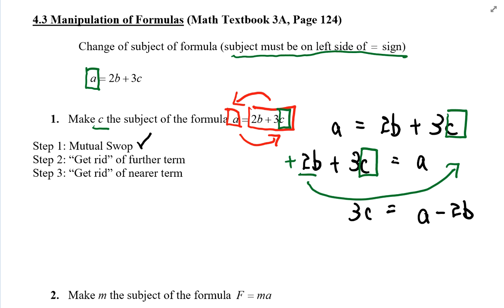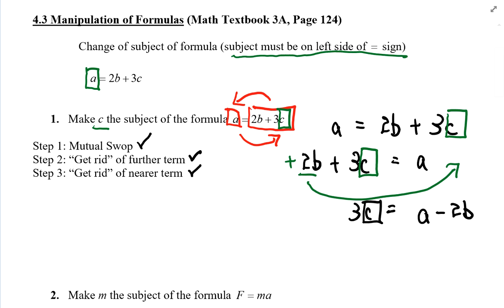I am almost done. There's only one step left. Alright, C is the subject. So step number 2 is done. I need to get rid of the nearer term, which is the number 3. I only want to see C as the subject. I do not want the letter 3.